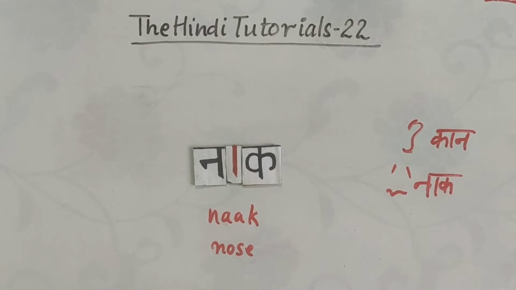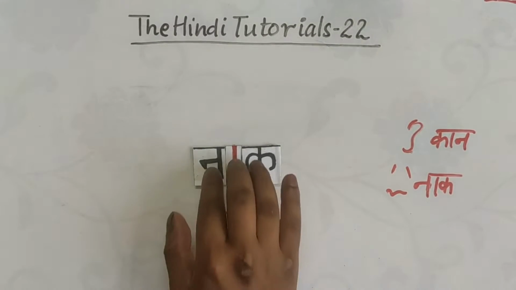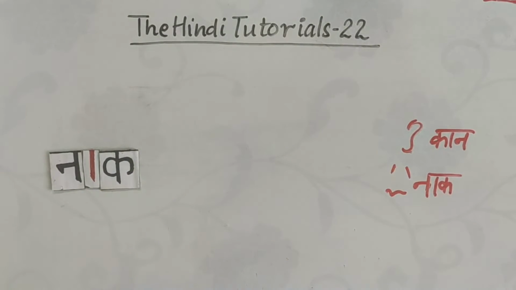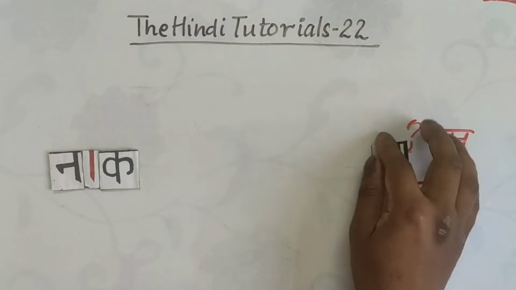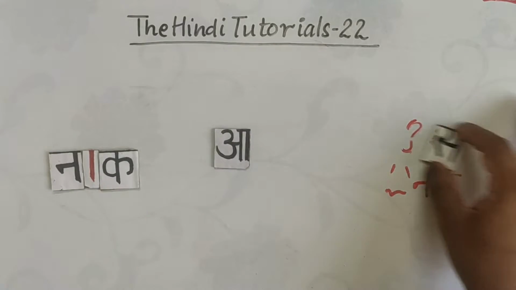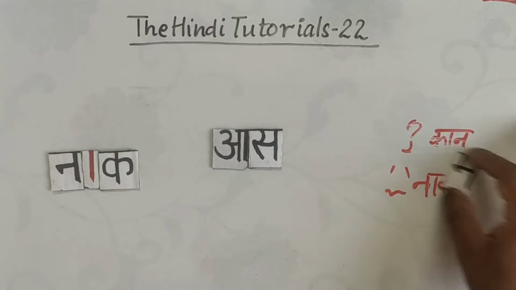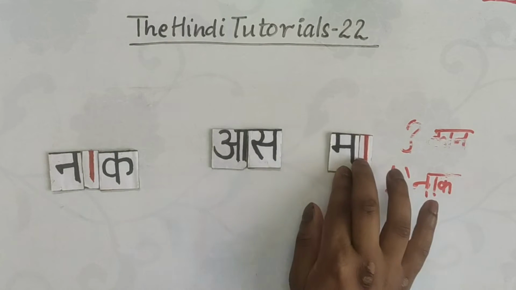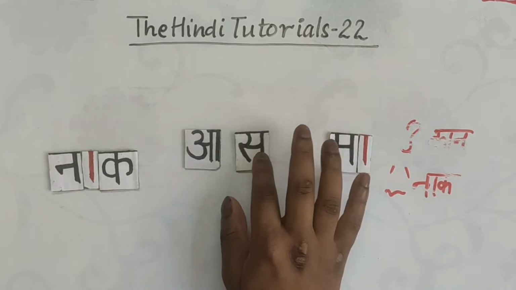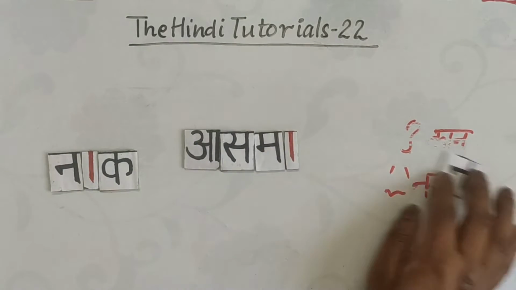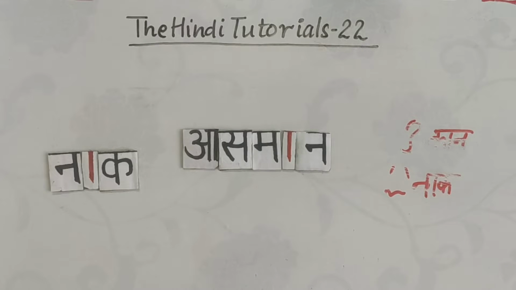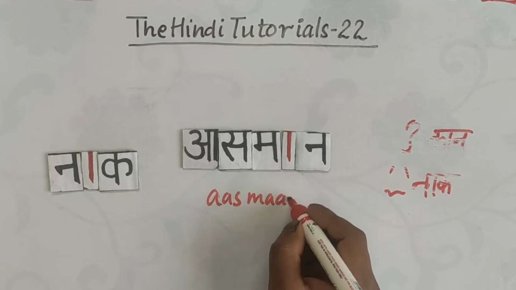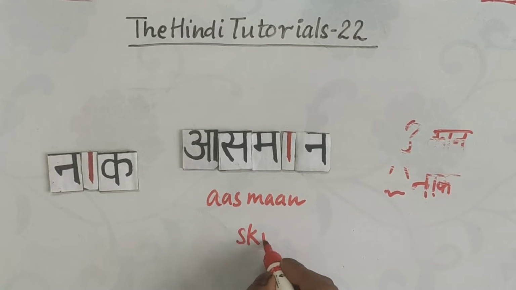And the fourth and the last word was आसमान. आ, s, m. Now it is ma. So a s ma n. आसमान, which means sky.